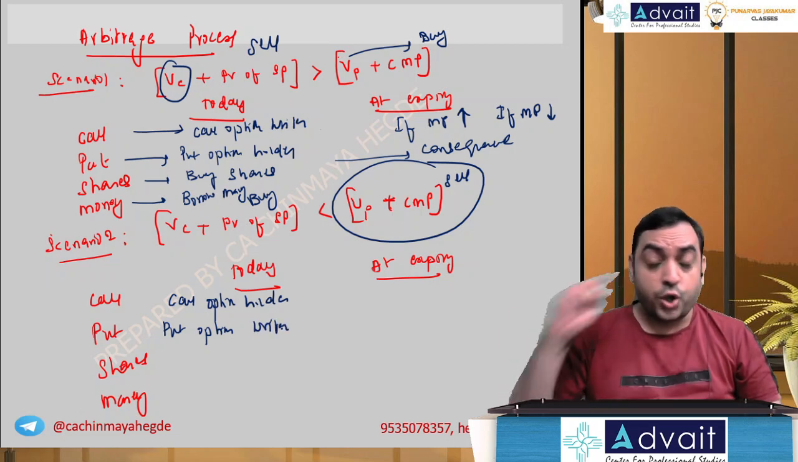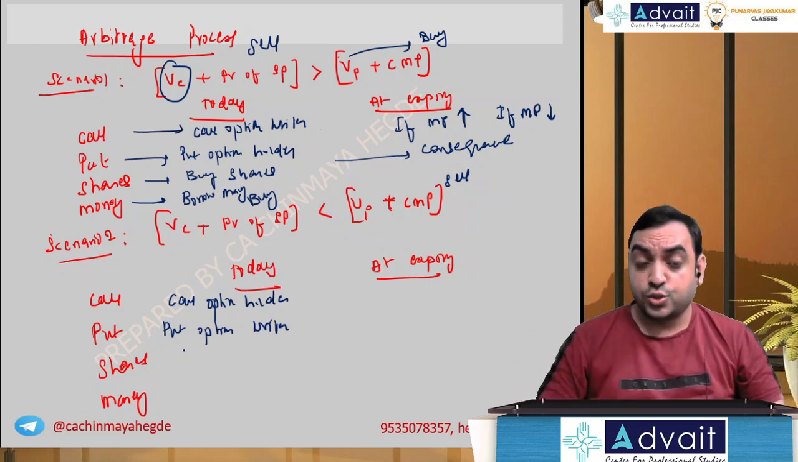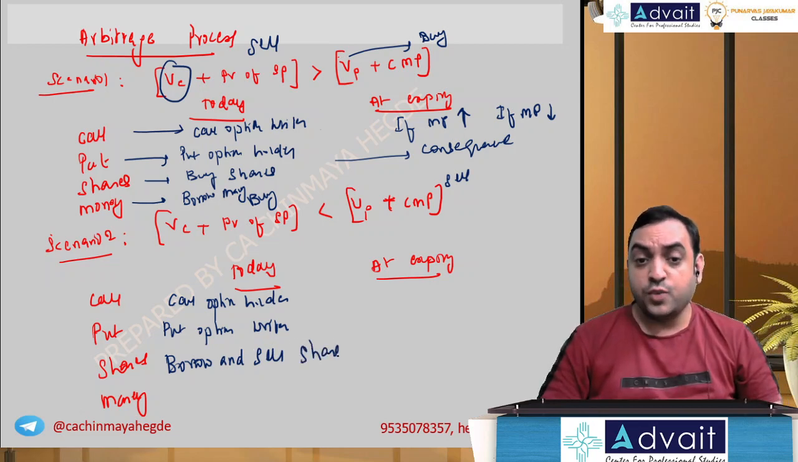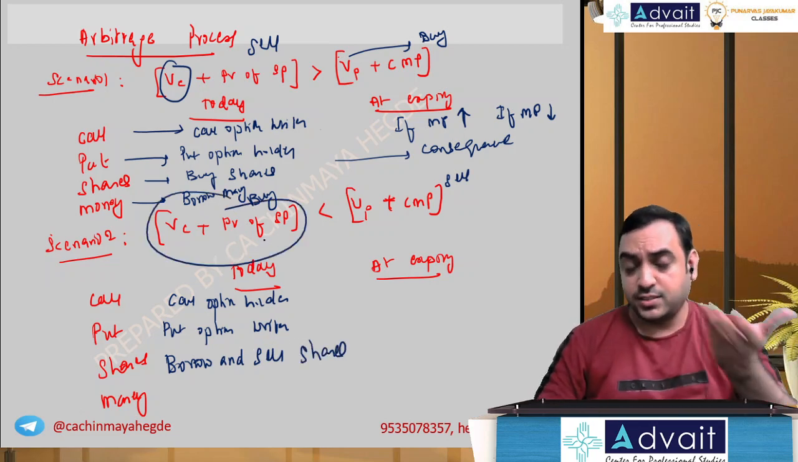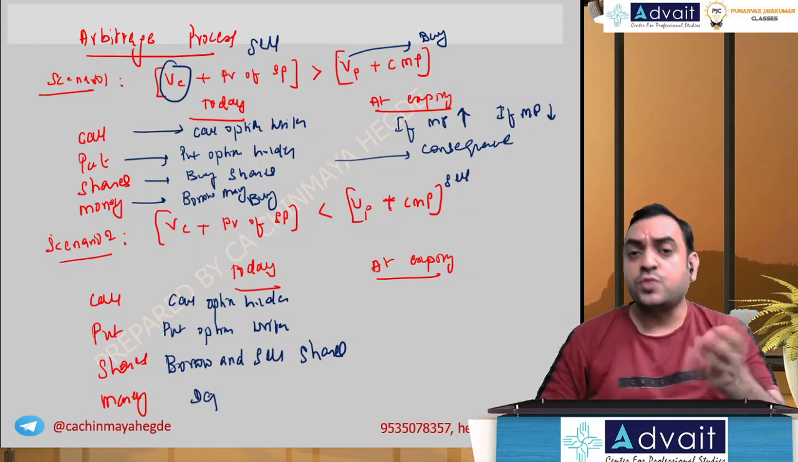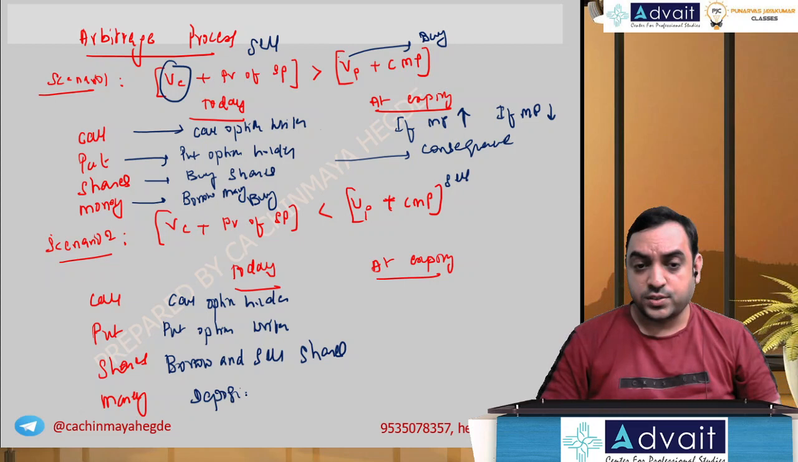And on shares, what you do? On shares, you have to sell. So you have to borrow and sell. Short position. You have to borrow and sell shares. And money, what you are going to do? Money buy means it's asset. So you are going to write it as deposit. In short position, once you sell the share, you will deposit. Of course, all these consequences will happen on expiry.